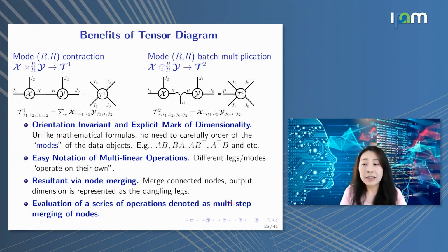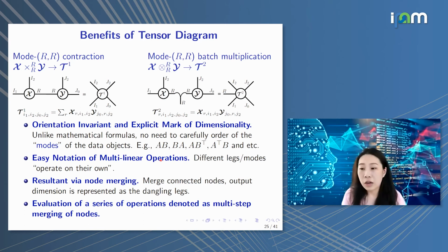As I already said, orientation invariance is a benefit. And you can explicitly see the mark of the dimensionality here. Unlike mathematical formulations, you don't have to carefully order the modes of the data objects, right? Sometimes when I was reading transformer papers, I got confused about whether this is column major or row major, whether you denote the word as a row or as a column. So it's sometimes quite confusing.